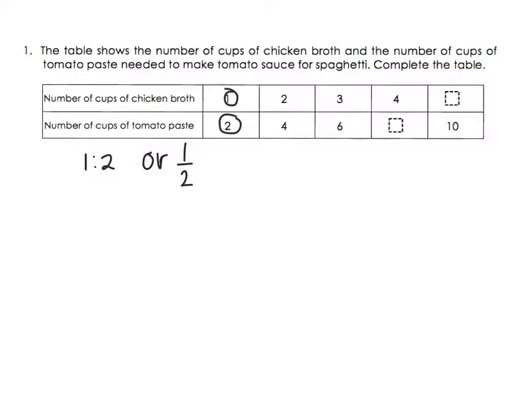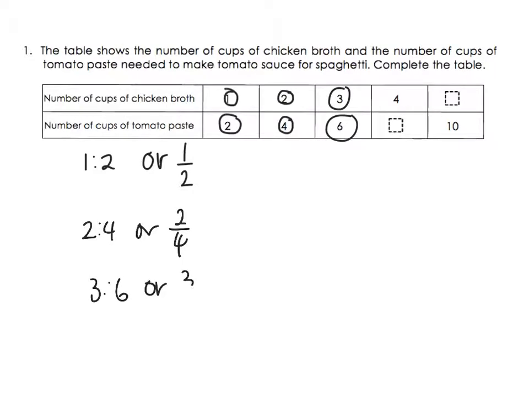So this tells you that if you use 2 cups of chicken broth, you will need 4 cups of tomato paste. And that is 2:4 or 2/4. And it will simplify to 1/2. Next one, you have 3:6 or 3/6.